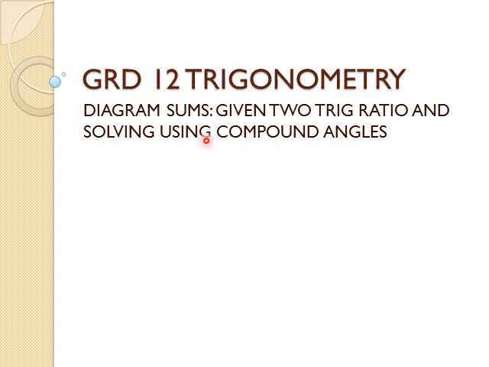So generally in trigonometry, we start with what we call diagram sums. If you forgot how they operate and the different variations, just log on to Simon's Math 11 and you can go through the grade 11 items. But here we're going to first look at when we have two trig ratios and we have to use compound angles to solve it.